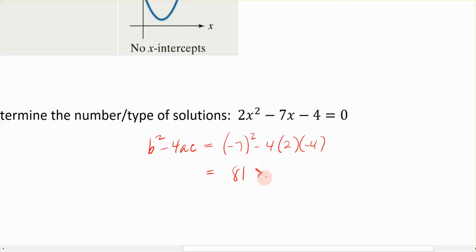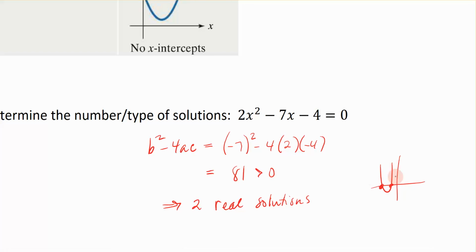Well, 81 is definitely greater than 0, so this tells me that I'm going to have two real solutions to this quadratic equation. And I know that if it were to be graphed, it would look something like this, where I'm crossing the x-axis twice. That is the value of the discriminant.